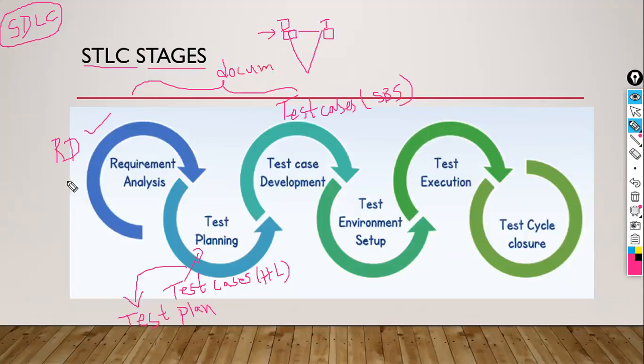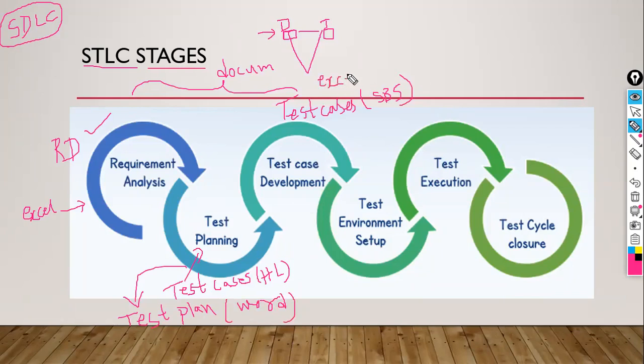So in the requirement analysis stage, whatever requirement documents we develop, we are going to keep them in an Excel document. By using Excel, we are going to develop this. The test plan document is going to be a Word document. And again, the test case document is going to be an Excel document.